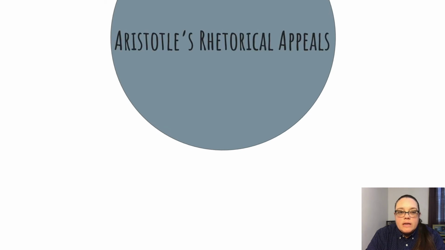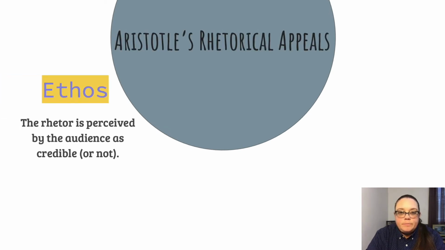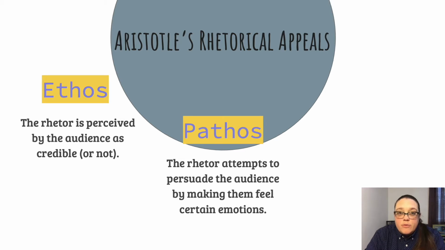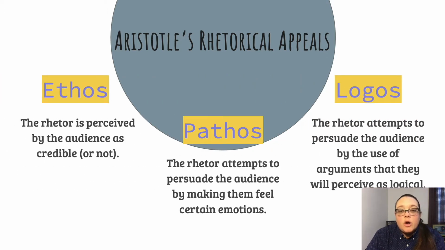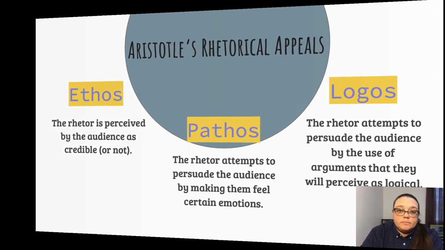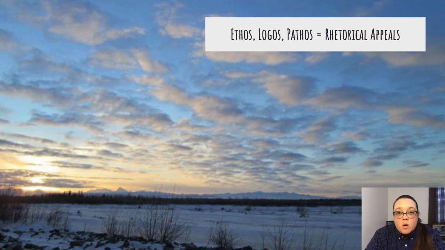Let's look a bit more closely at Aristotle's rhetorical appeals. Ethos, the rhetor is perceived by the audience as credible or not. Pathos, the rhetor attempts to persuade the audience by making them feel certain emotions. And logos, the rhetor attempts to persuade the audience by use of the arguments that they will perceive as logical. We call these three elements rhetorical appeals. It's not necessary for every act of persuasion to make use of all three appeals. Often, however, there is some element of each.